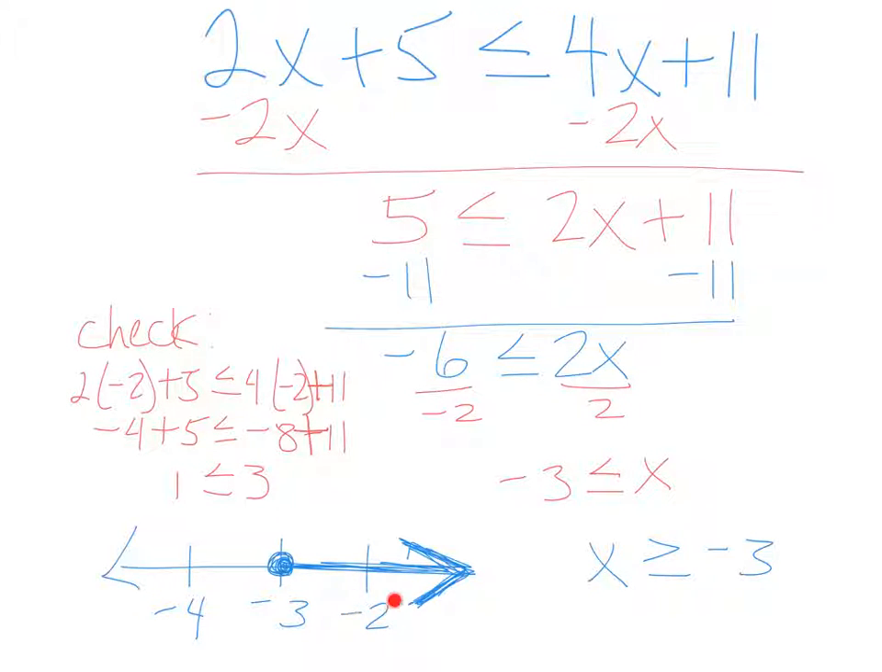So that means negative 2 was true, so it should be in the highlighted area, which means x is greater than negative 3. So just be careful when the x is not first. You want to switch it around.